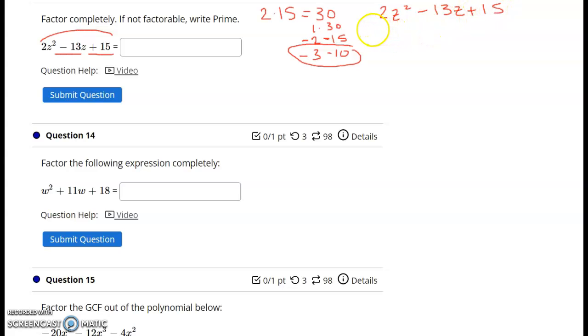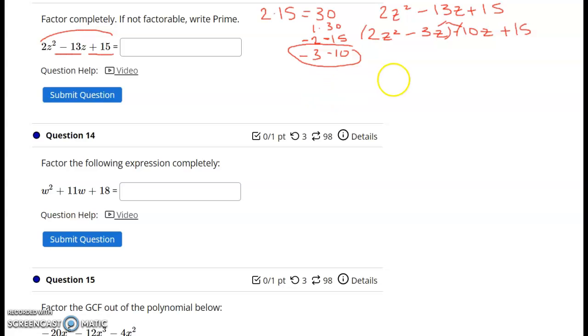We're going to rewrite this same equation, but in place of the negative 13z, we're going to put negative 3z minus 10z. So notice that still adds up to negative 13z, but we just separated it out. Okay? And we're doing that because that gives us a way that we can factor this. So first we'll look at this one and then look at this set.